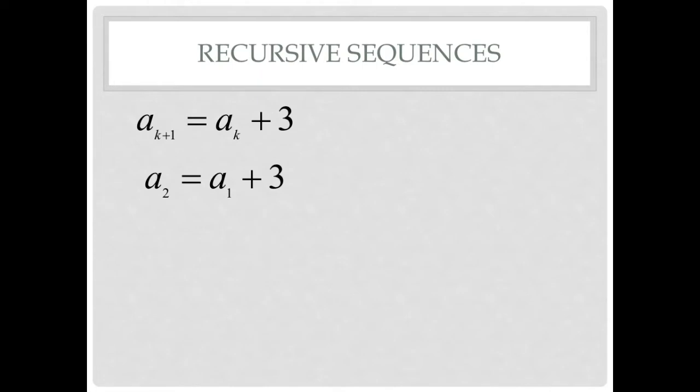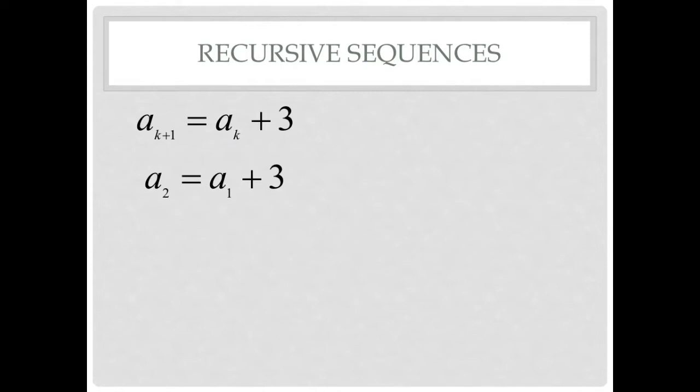Alright, now we have what is called a recursive sequence. For a recursive sequence, every future term is built off specifically the one that comes before it. And my formula reflects that. So the k plus 1, or the next term, comes off the k term, which is the one that comes before it. So, for example here, if I wanted to find the second term, that's equal to the first term plus 3. In order to do this though, we have to know what the first term is.